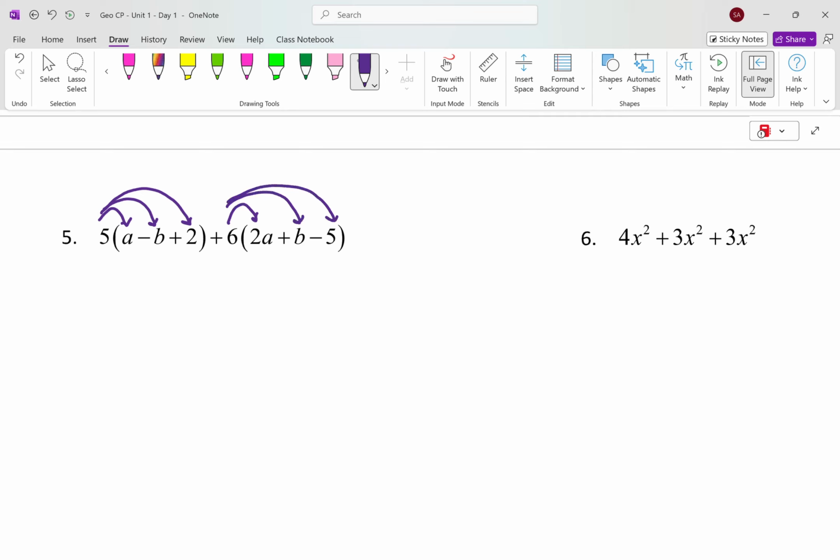So 5 times a is a 5a, 5 times a negative b is a negative 5b, 5 times a positive 2 is a positive 10. Now we're going to distribute that positive 6, so 6 times 2a is a positive 12a, 6 times b is a positive 6b, and positive 6 times a negative 5 is a negative 30. If I'm going too fast, just tell me to slow down.